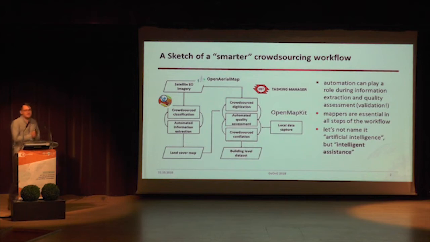And what we came up with is something, okay, what we would like to see is like an iteration of helping the people who are mapping by doing either information extraction or some kind of quality assessment, so validation. And in the end, what we came up with is that still people, humans, are essential in this workflow, and I think that was also clear in the previous presentations that human involvement is still required.